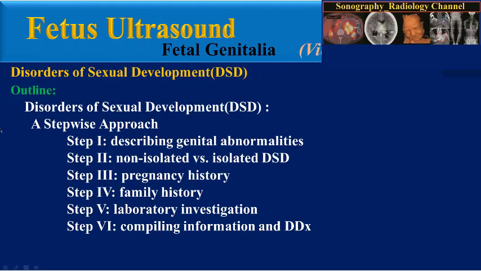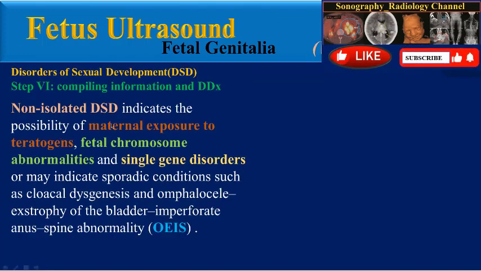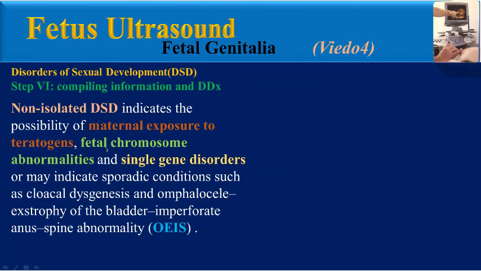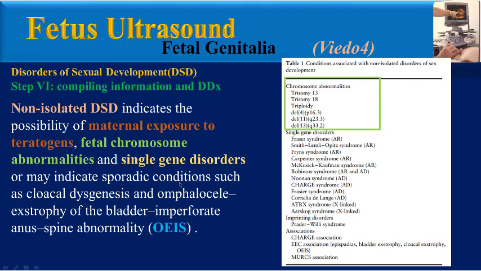In step 6, we must complete our information and present our differential diagnosis. Non-isolated DSD indicates the possibility of maternal exposure to teratogens, fetal chromosome abnormalities, and single-gene disorders, or may indicate sporadic conditions such as cloacal dysgenesis and omphalocele, exstrophy of the bladder, imperforate anus, spine abnormality, or OEIS syndrome.